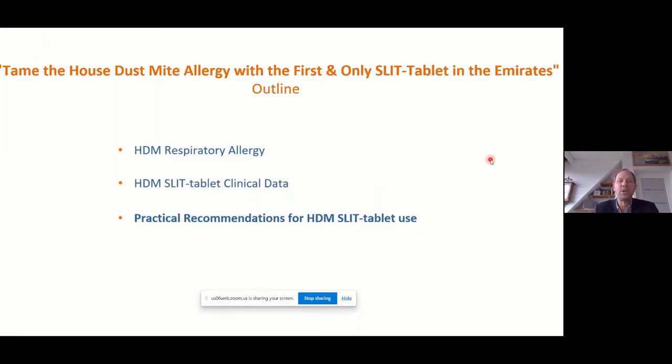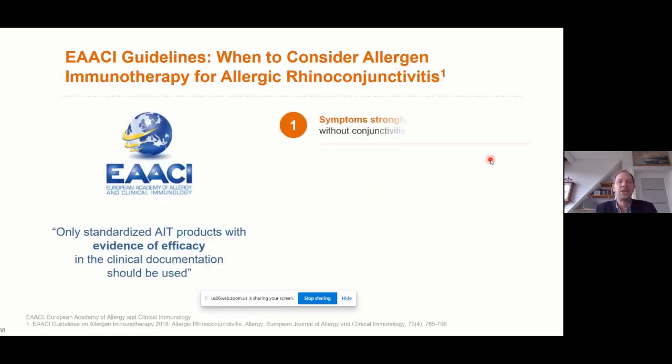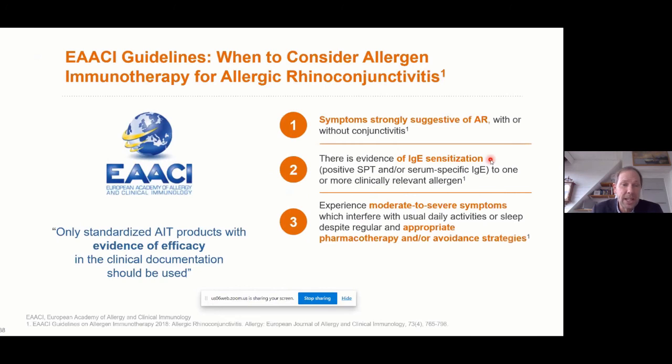So now to come to the last part, practical recommendations for the use of this tablet. So what do the new EAACI guidelines say? The EAACI guidelines say we should only use standardized AIT products. I have shown you the standardization process with evidence of efficacy in the clinical documentation. And I have also shown you some efficacy data. I could have shown you many more efficacy data. They all show exactly the same results. So it's extremely consistent.